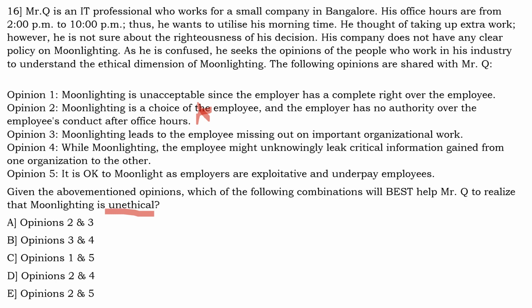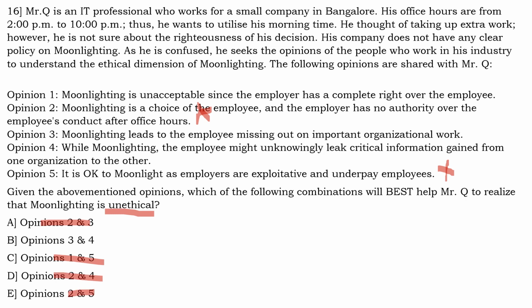Opinion five, it is okay to moonlight as employers are exploitative and underpay employees. So it says that employers are exploiting the employees and not paying them properly. So you can moonlight. So this is not what we need because it says that moonlighting is ethical. So you can eliminate opinions 2 and 5. So only opinions 1, 3 and 4 are likely answers. Any option that has 2 and 5 you can directly eliminate. This is not required.